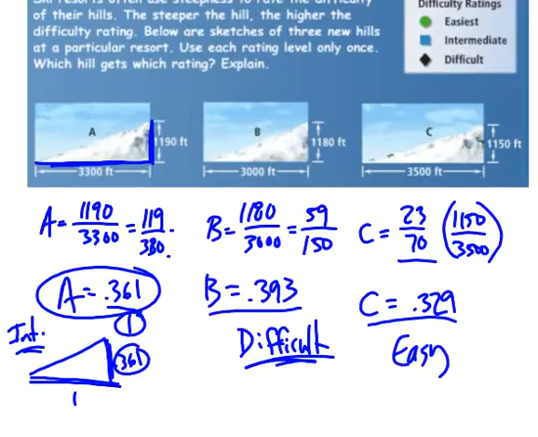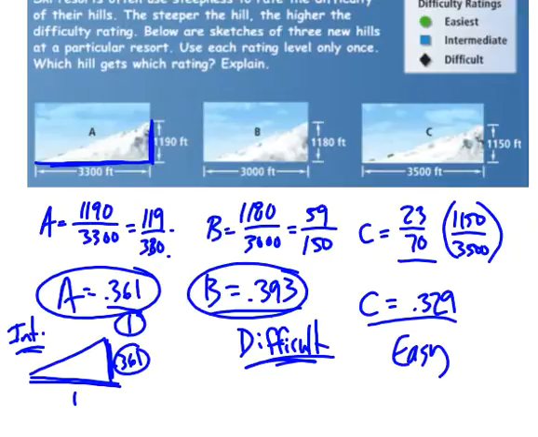Okay. And so we would probably want to put something to the effect in terms of an explanation, kind of articulating that a little bit, that the larger the value of the slope, the steeper the line, or in this case, I guess the size of the slope actually is going to be. Okay, so intermediate, difficult, and easy in order, ABC.